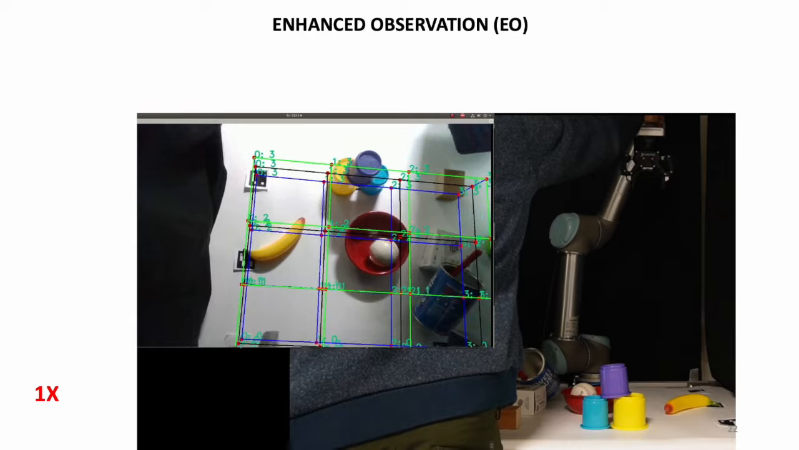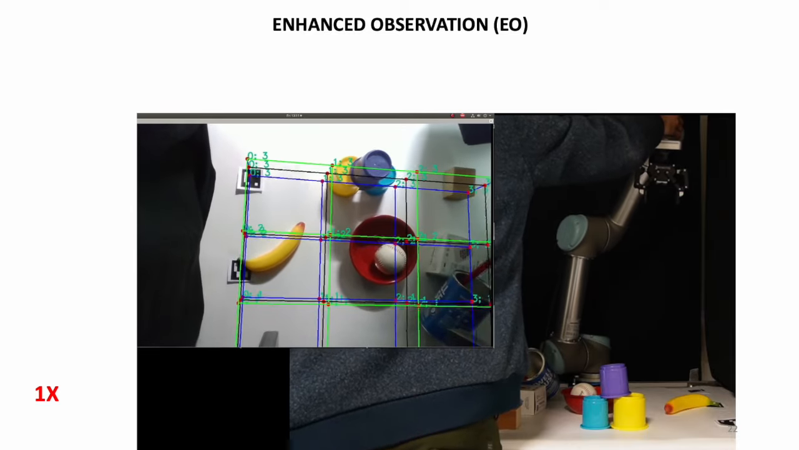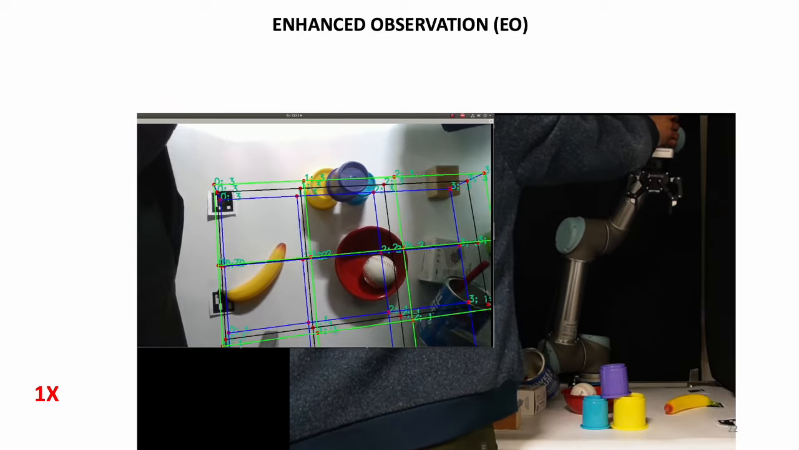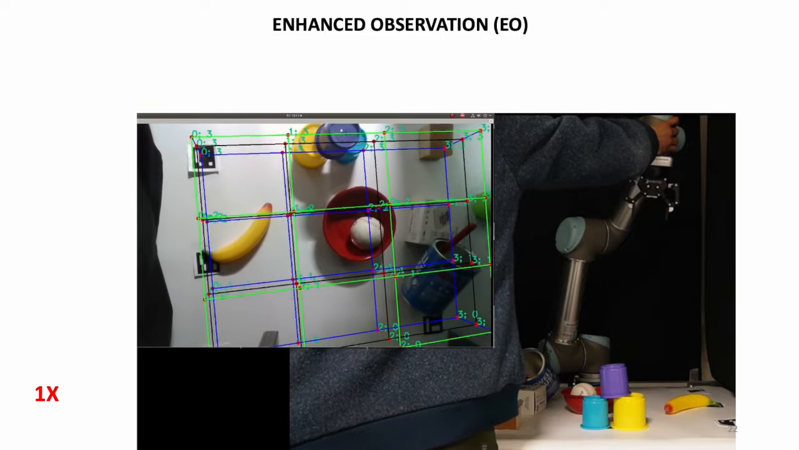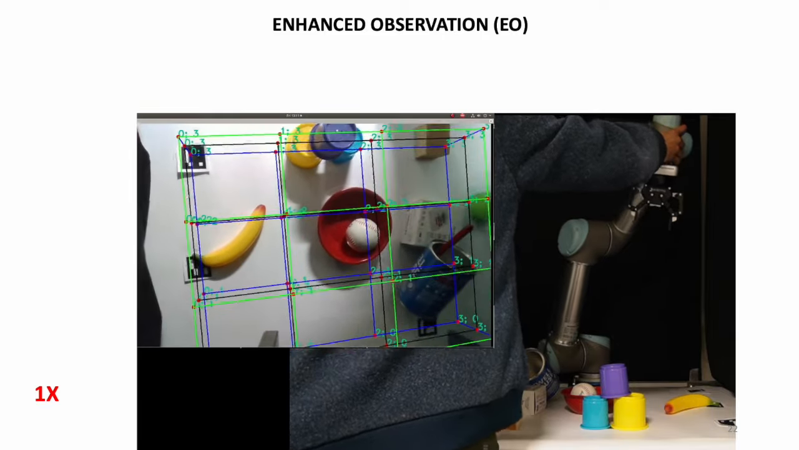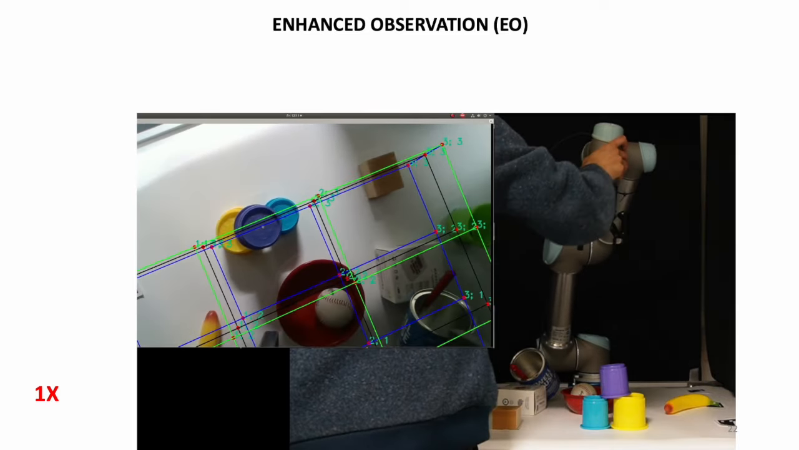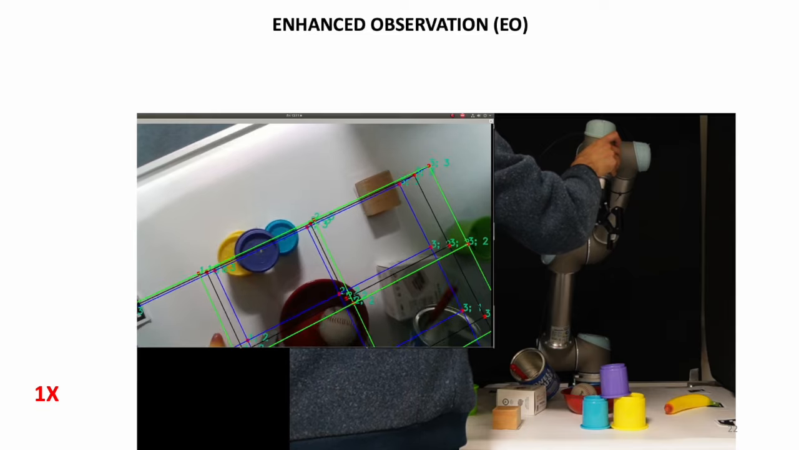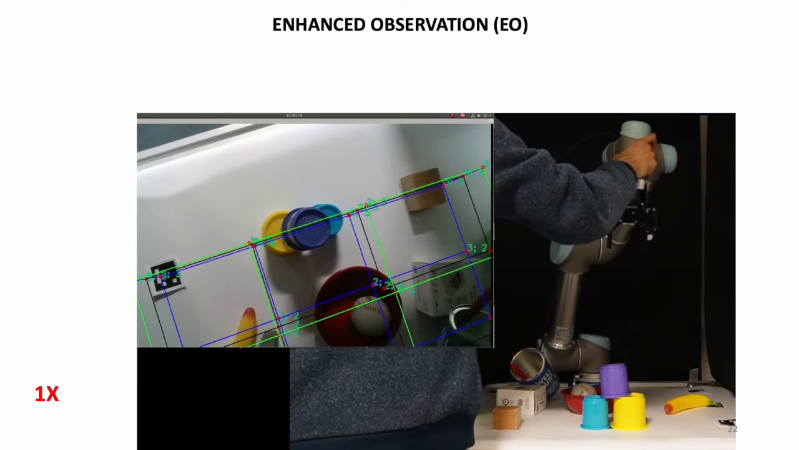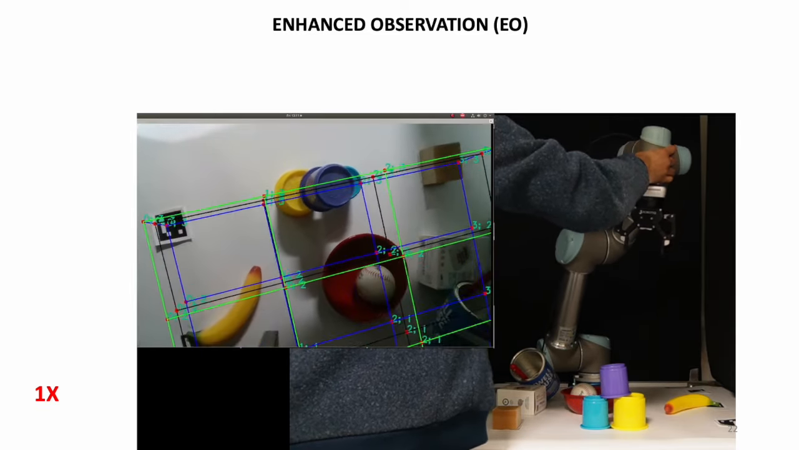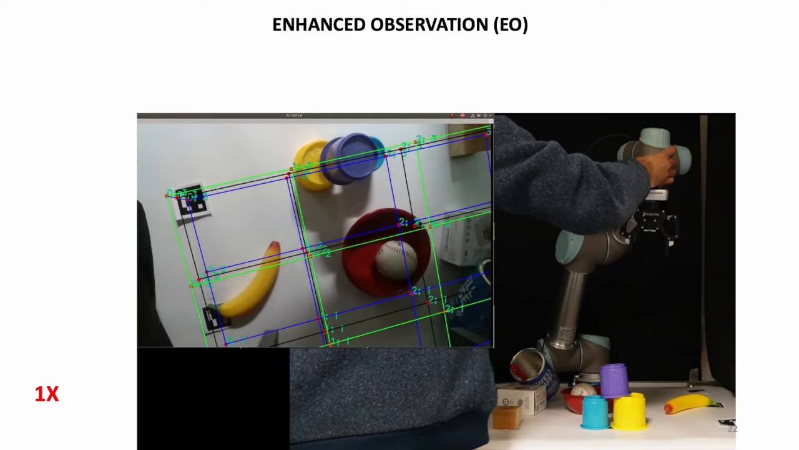So let's look at this. This is the enhanced observation. Venkatesh is moving the camera and the robot by pulling the robot arm. As you see, the camera is moving, but this grid is like a virtual box sitting on a table, and the coordinates with respect to the object don't change.